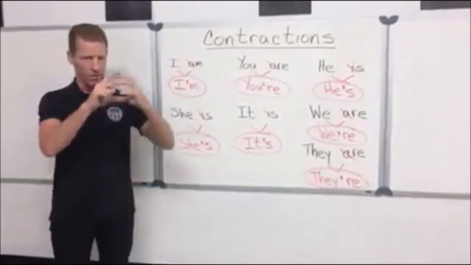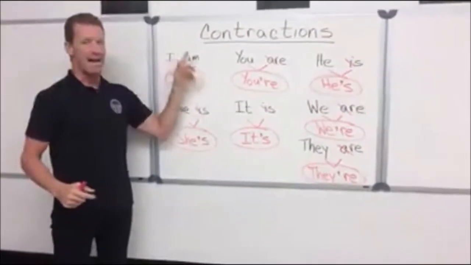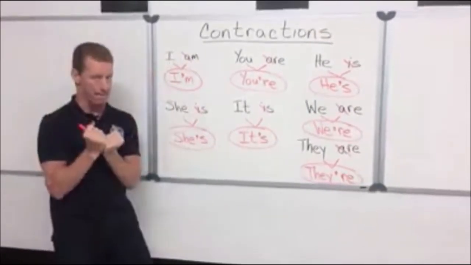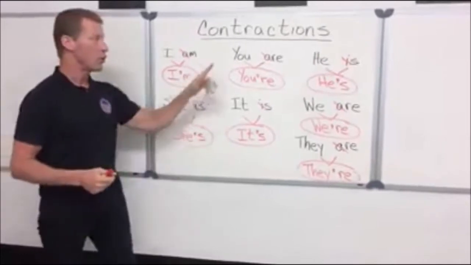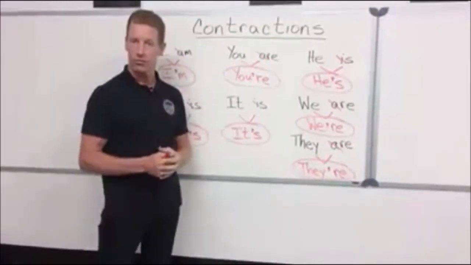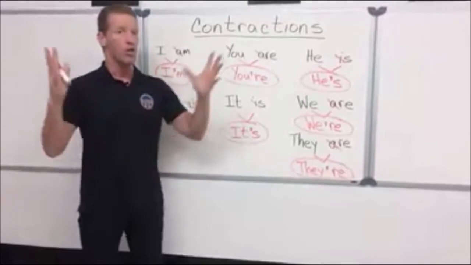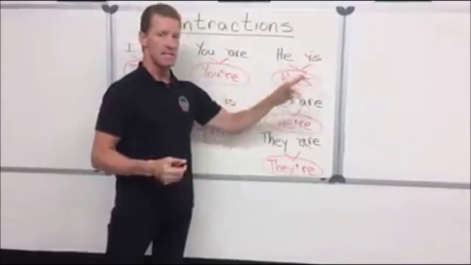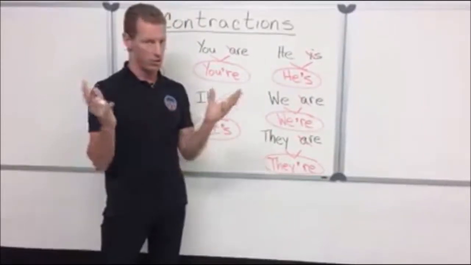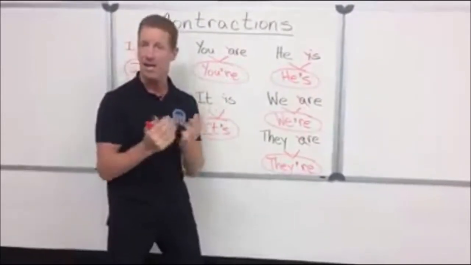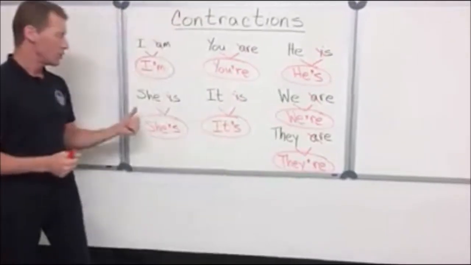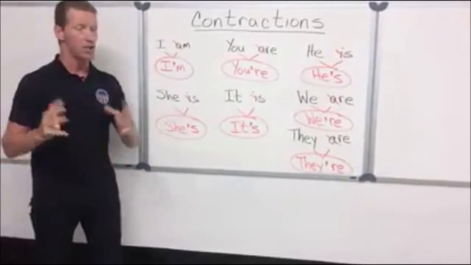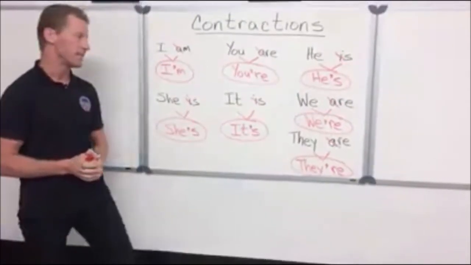So, with a complete sentence, I am a teacher, or I'm a teacher. You are a student. Contraction, you're a student. He is a student. Contraction, he's a student. She is a student. Contraction, she's a student.